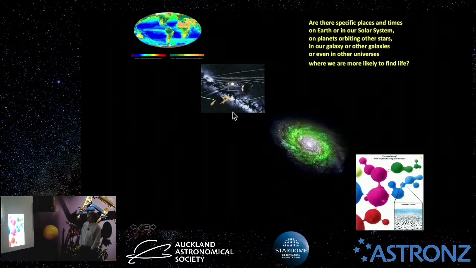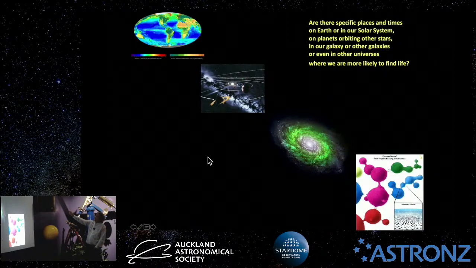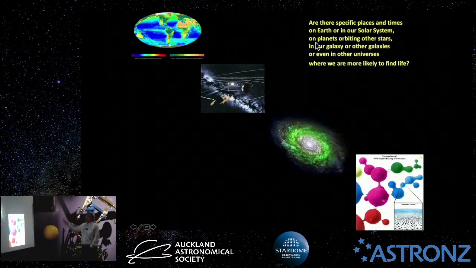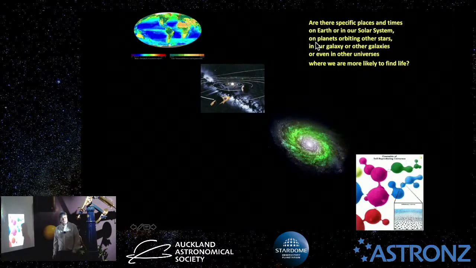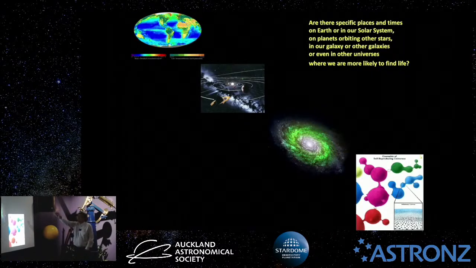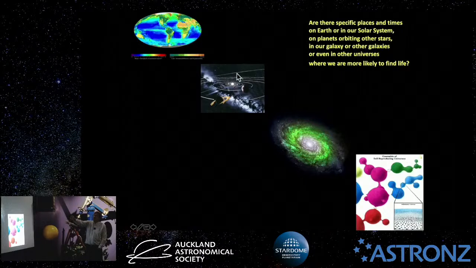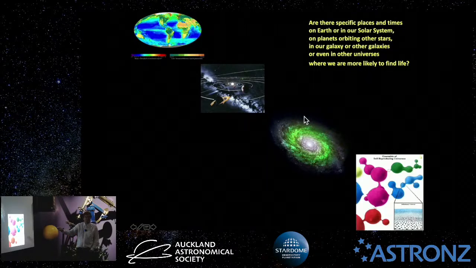All right, so are there specific places and times on Earth or in our solar system, on planets orbiting other stars, in our galaxy or other galaxies, or even in other universes, where we are more likely to find life? That's the question I'd like to address here. And as you can see up here in the upper left, we have the Earth, and there are different regions of habitability that I'll talk about. Then we have planetary systems. This is our planetary system, but there are many, many others. Then in the galaxy, where's the best place in the galaxy to be if you want to have life? And then maybe what's the best kind of universe to live in if you want to have life?